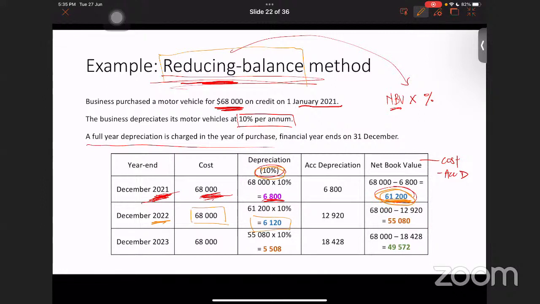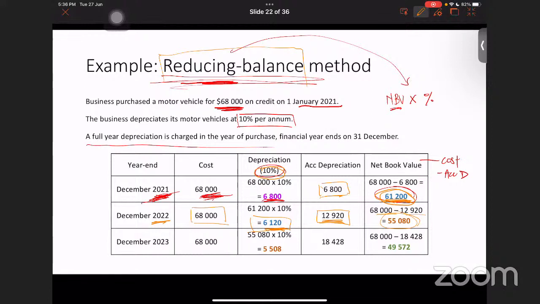Okay, so just now is rate multiplied by cost. Now is rate multiplied by MBV. Okay, then same concept applies. My acute D, I initially already have 6,008. So now I will add on to what I have this year. So 6,008 plus 6,120, it will give me this amount. Okay, I add on every year's depreciation into my acute D. Okay, then same process again, MBV cost minus acute D, I get MBV for this year.